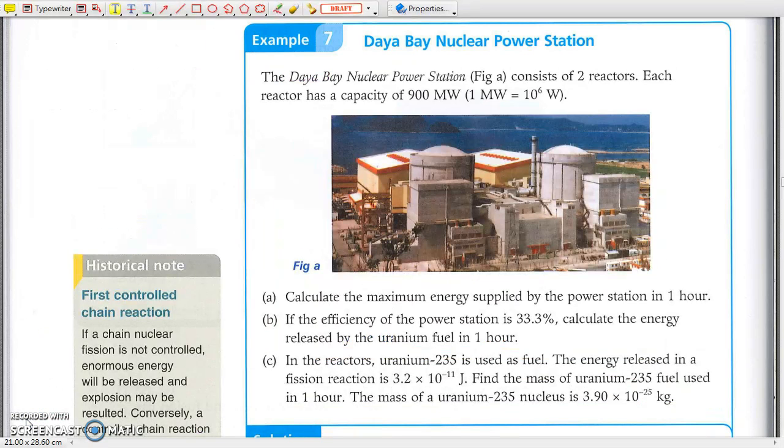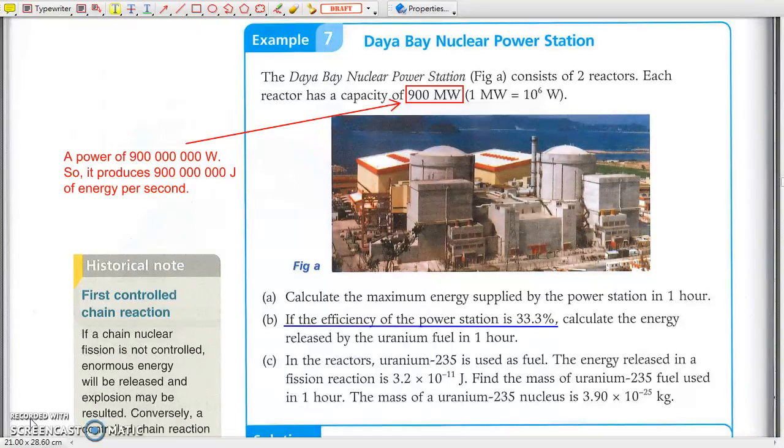Example 7. Daya Bay Nuclear Station. In Part B, you can see that the efficiency of a nuclear power plant is about 33%. In fact, a conventional power plant using fossil fuels such as coal or natural gas has an even lower efficiency of 25% only.